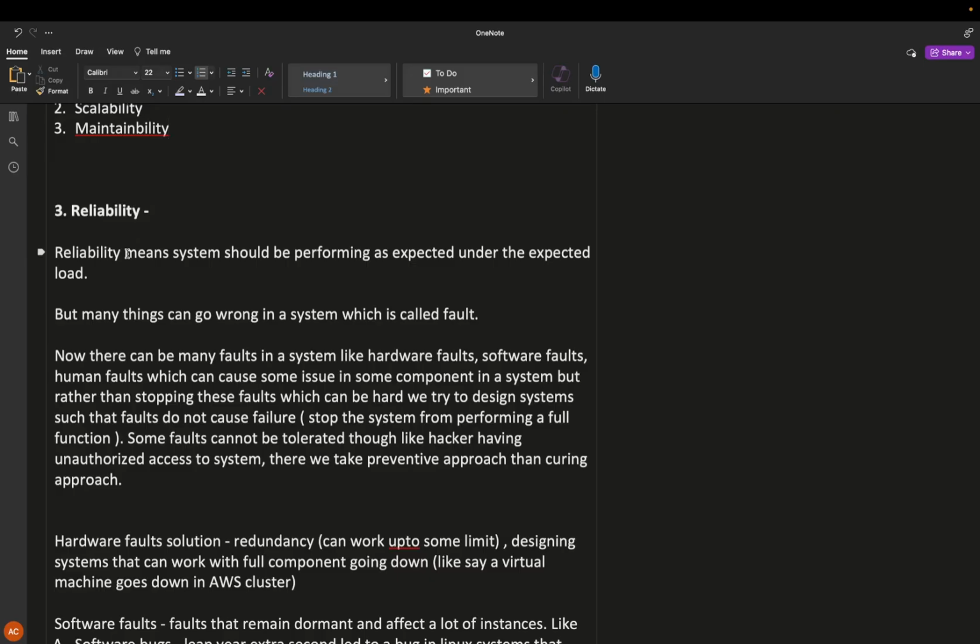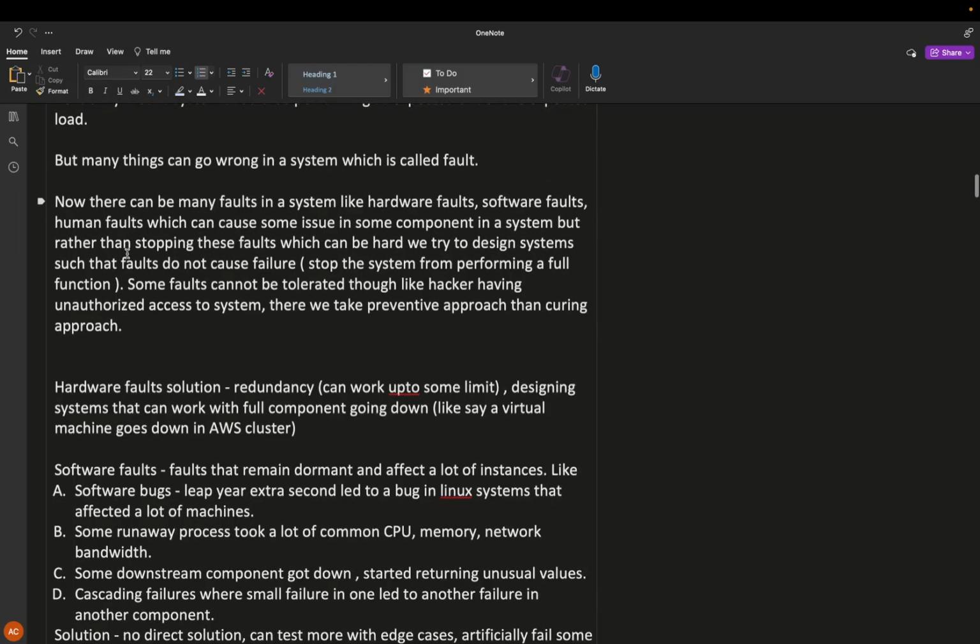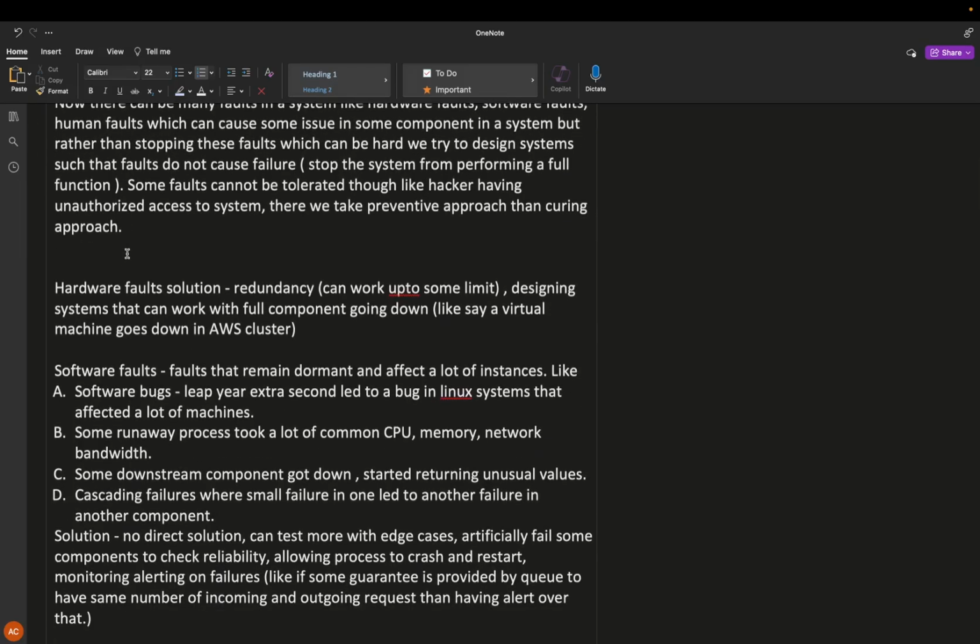So some faults cannot be tolerated though, like a hacker having unauthorized access to the system. This fault can't be tolerated. There we take a preventive approach rather than a curing approach. But in other cases like hardware, software, and human faults, we take kind of a curing approach rather than stopping them. So what is the hardware fault solution?